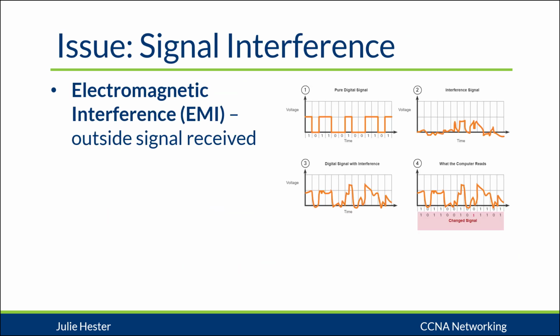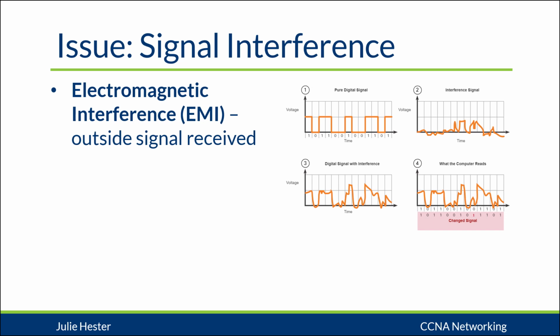One issue we have with copper cabling is signal interference. Electromagnetic interference, or EMI, is when our cable receives an outside signal. So we could have a cable next to a fluorescent light or some other type of electronic equipment where your cable is going to be picking up an outside signal.